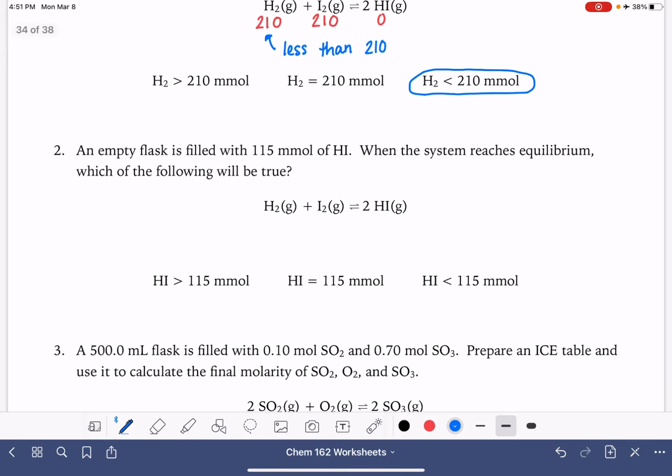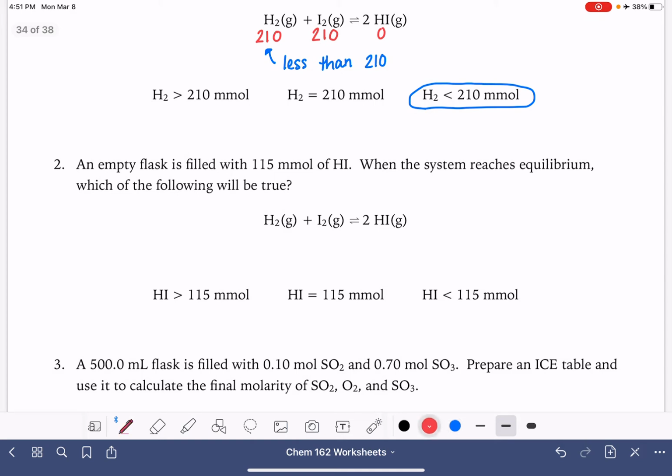Here's another problem, very similar. With this reaction, we are starting with 115 millimoles of HI, no H2, no I2. So as the system reaches equilibrium, the position of equilibrium will shift to the left. We will lose some of this 115 millimoles. At the end, we will have some of that 115, but less than whatever we started with, less than 115, which is going to be this number right here.